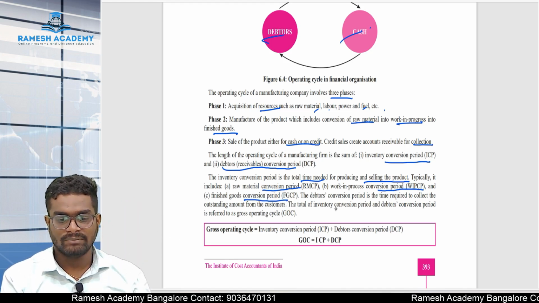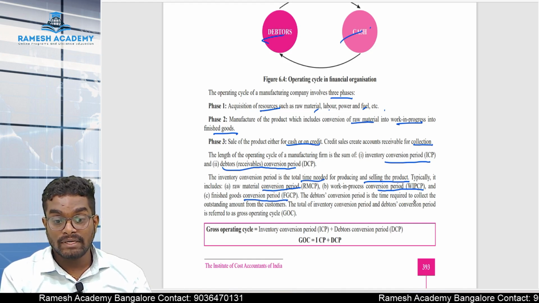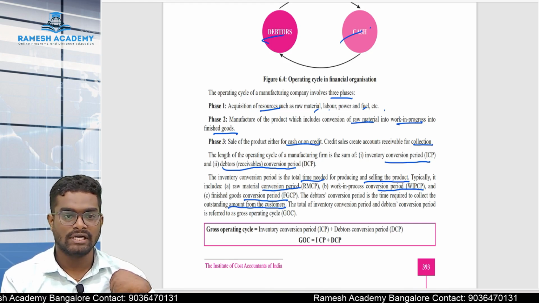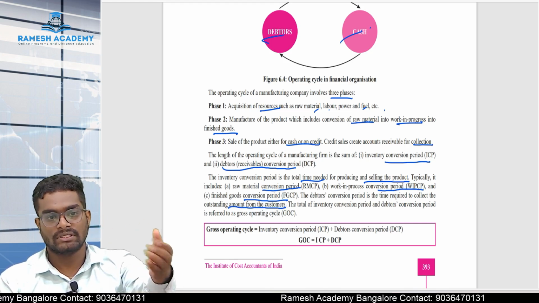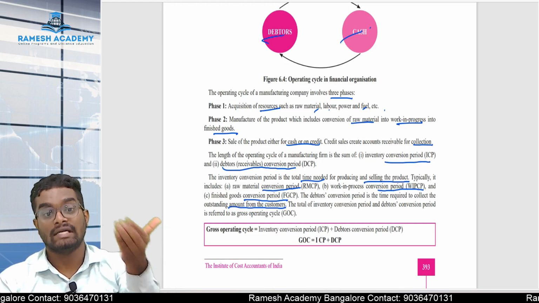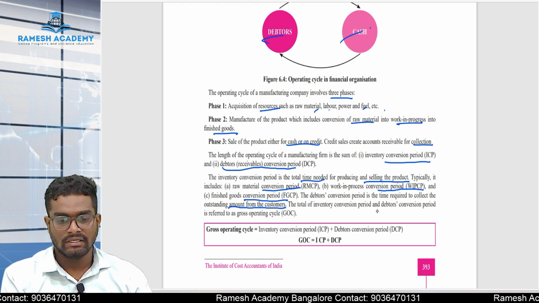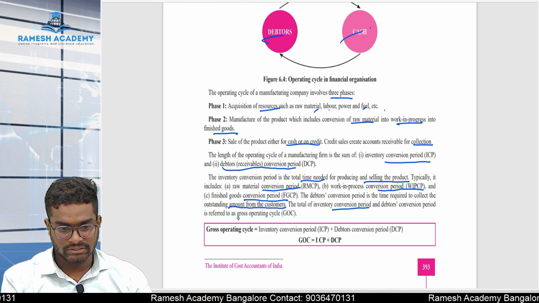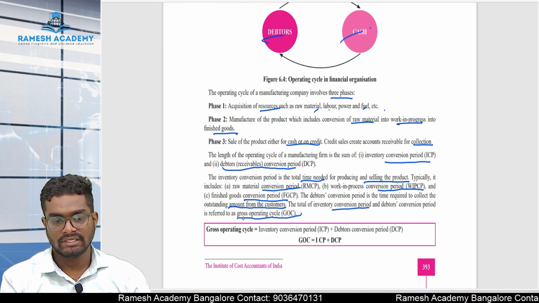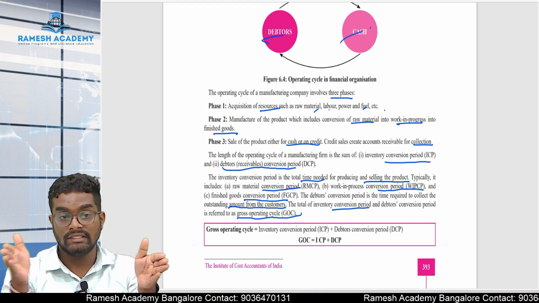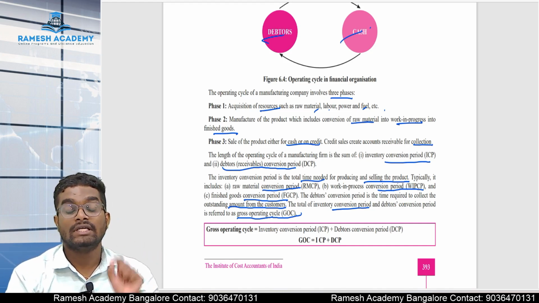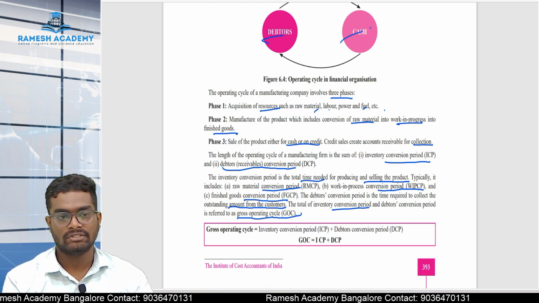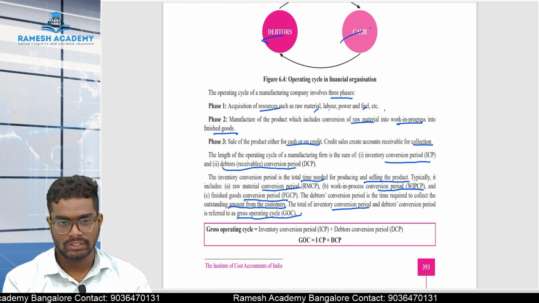The debtor conversion period is the time required to collect the outstanding amount from the customer. So you'll be having outstanding amount now, which should be received from our customers. The time required to collect from the customers, how many days it has taken. The total of inventory conversion period and debtors conversion period is referred to as gross operating cycle. So if we want to calculate the length of the operating cycle, it is nothing but inventory conversion period and the debtors conversion period. If you add these both, you will get the gross operating cycle.